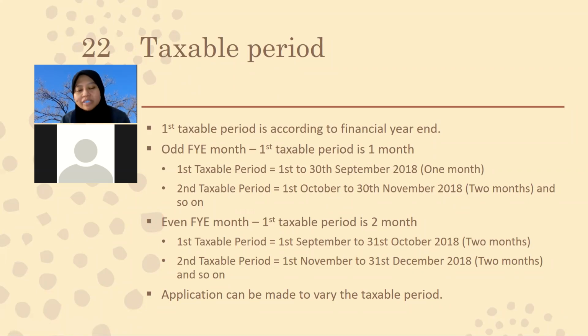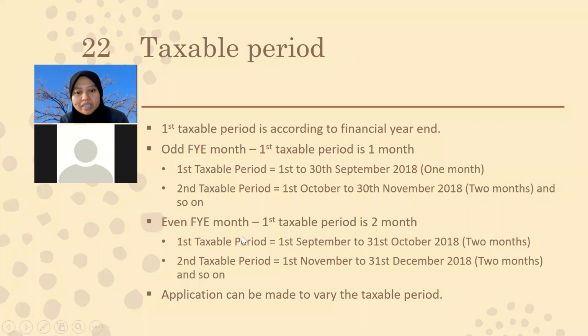Just that for the first taxable period, it's either 1 month or 2 months, depending on whether the financial year ends on odd month or even month. So just the first is different. Afterwards, all the taxable periods consist of 2 months. So if let's say the company's accounting year end is in December, December is even month, so the first taxable period consists of 2 months.